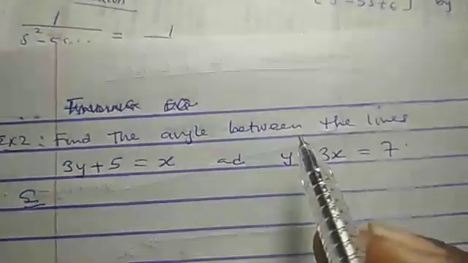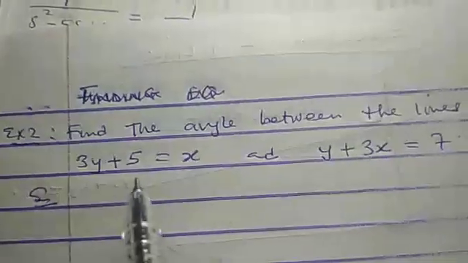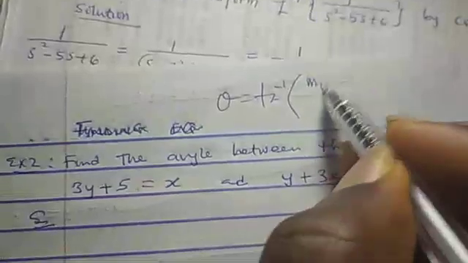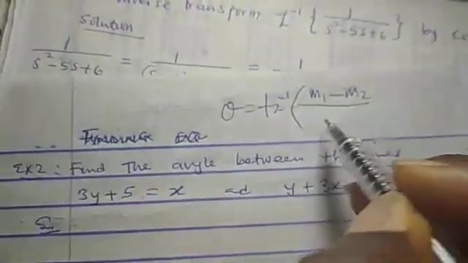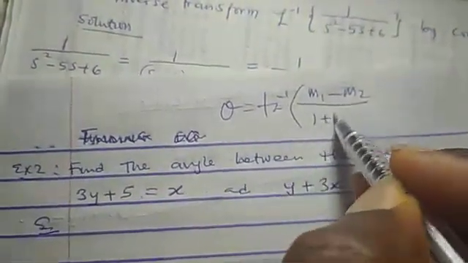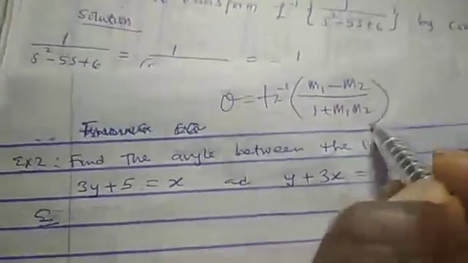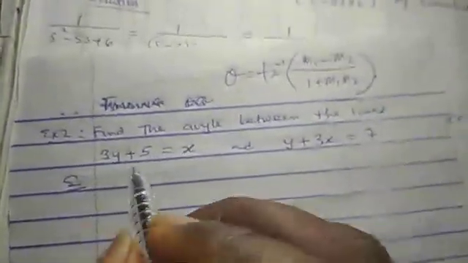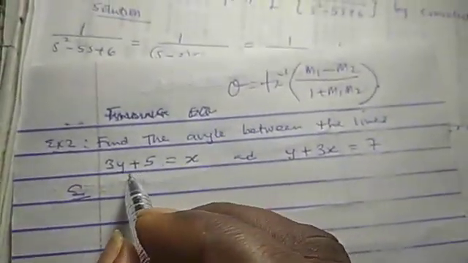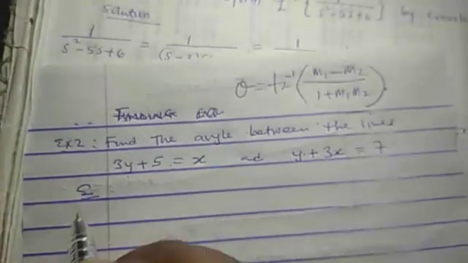Example 2. Find the angle between these two lines. And I've given you the formula for finding angle. If you still remember, we said that it is arctan of m1 minus m2 over 1 plus m1 m2, if you can still recall the formula. So what we just need to know is that when you are finding angle between two lines, we need the gradient. So in this case, we need to find the gradient of this one.